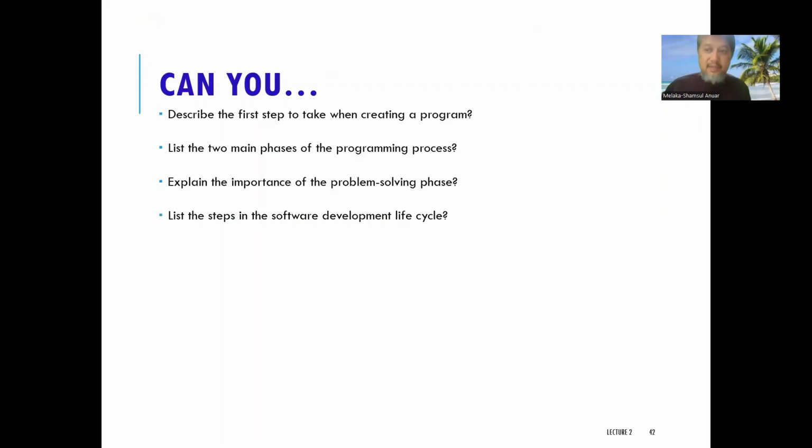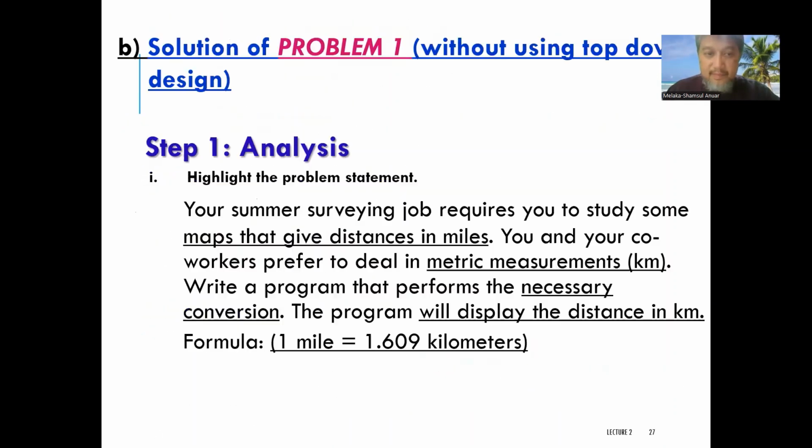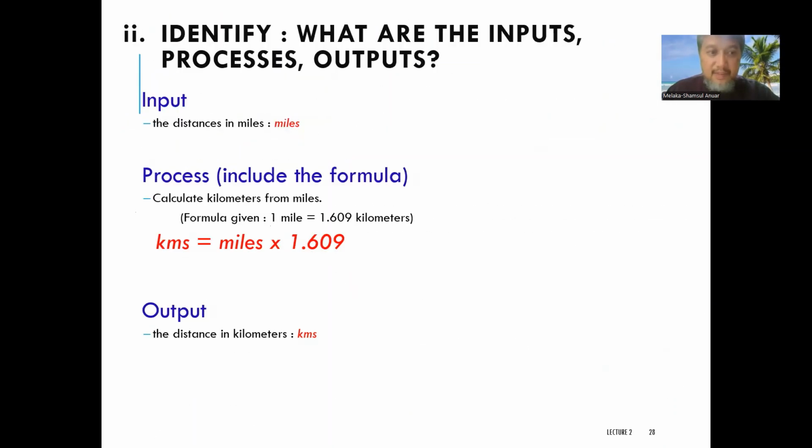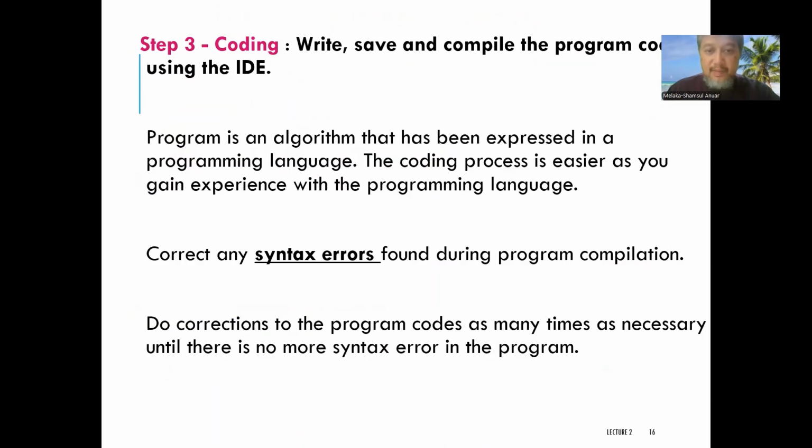So we are at the end of our lecture. By now you should be able to describe the first step to take when creating a program, and list the two main phases of the programming process. So that involves analysis and, where is that?